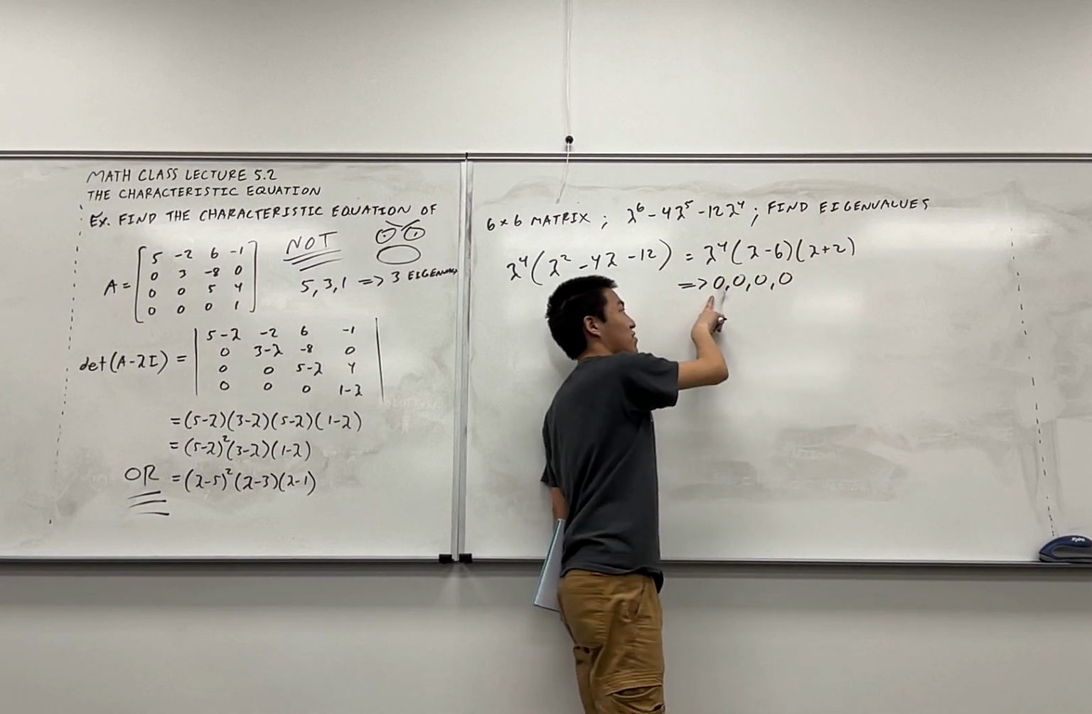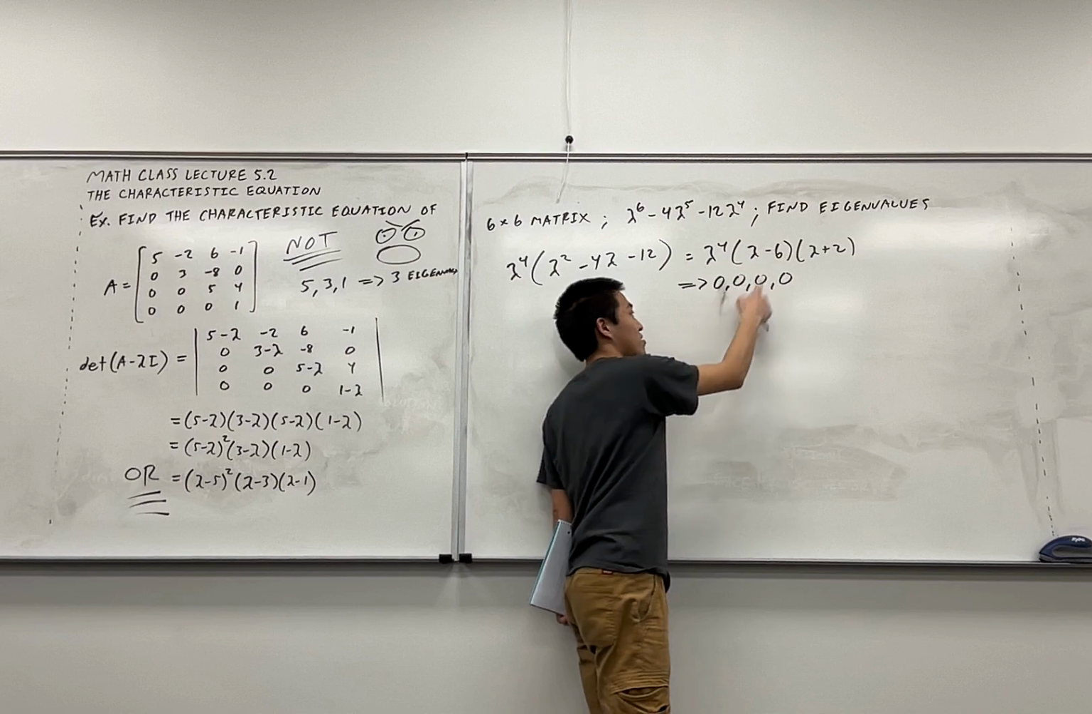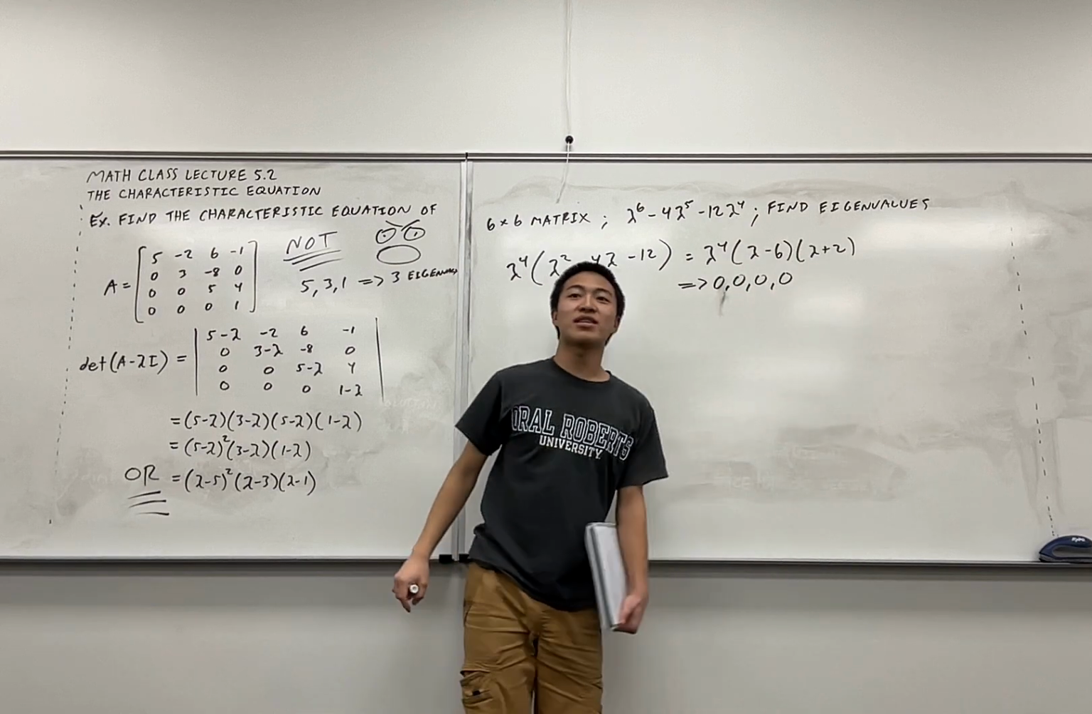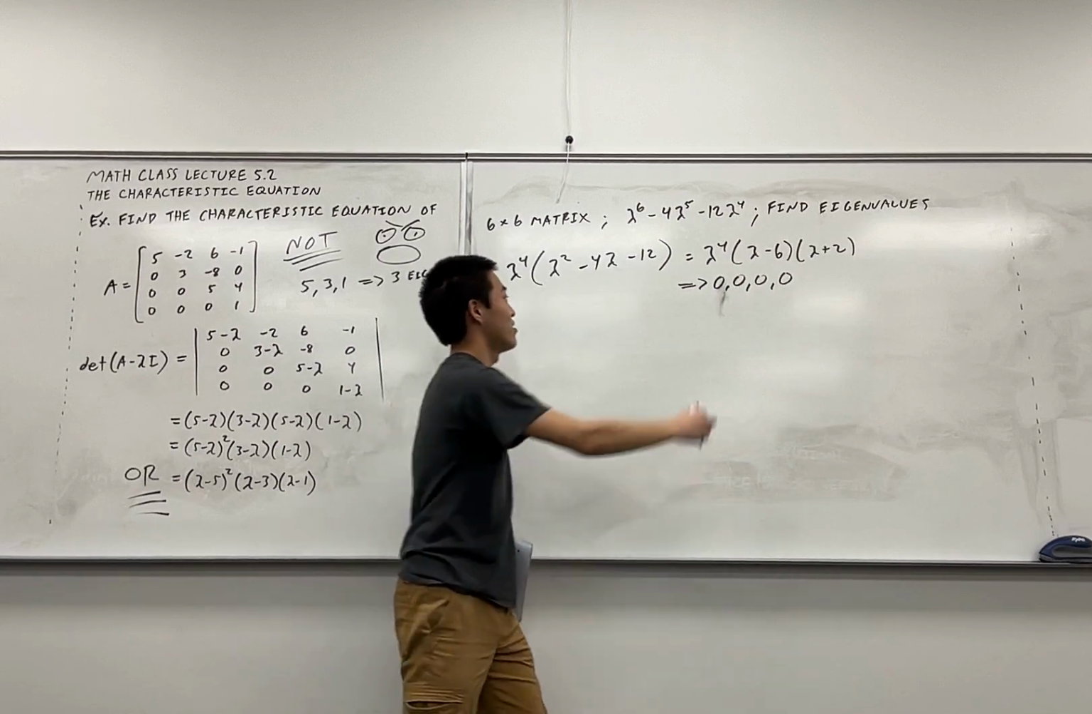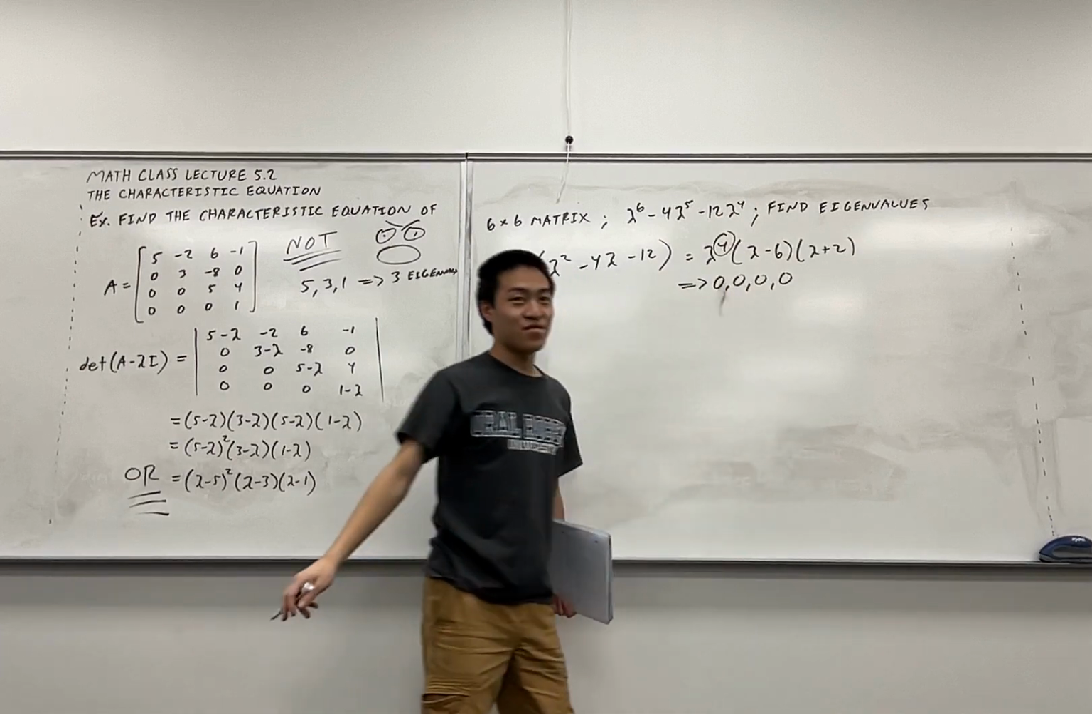Jessica, you want to say that louder for everybody? 0, 0, 0, 0. Why, Jessica, did you repeat the same number 4 times? Because it's multiplied 4 times. Oh my goodness, the multiplicity is 4, okay?